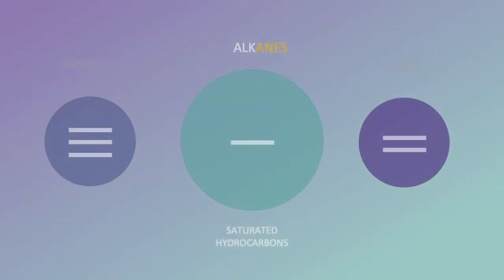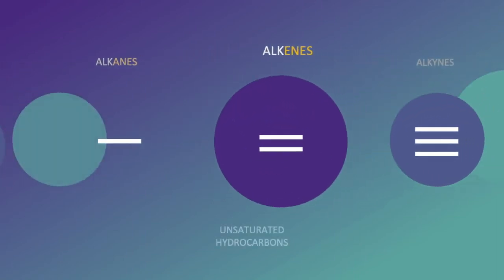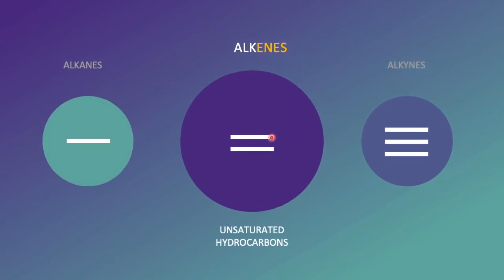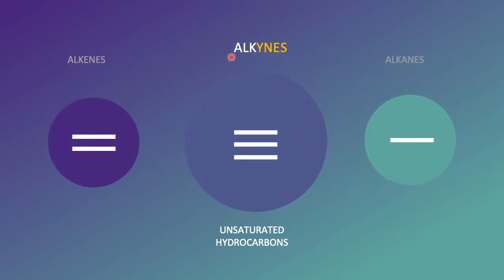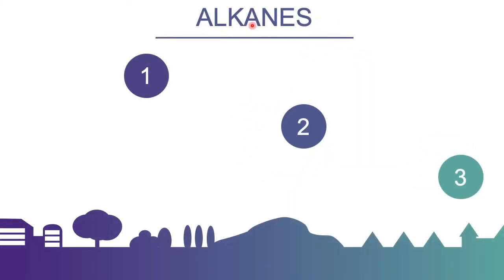Now coming back to the saturated hydrocarbons. Saturated hydrocarbons, as we all know, have single bonds between them, and the hydrocarbons which are saturated are called alkanes. Now going to the unsaturated hydrocarbons, the ones which contain double bonds are called alkenes, and the ones which contain a triple bond are called alkynes. Now let's first talk about alkanes and then move on to alkenes and alkynes.